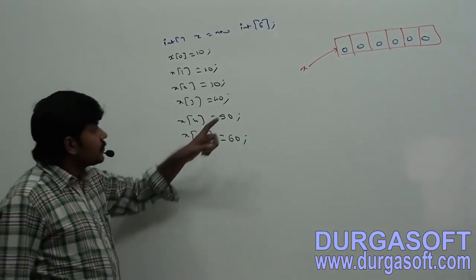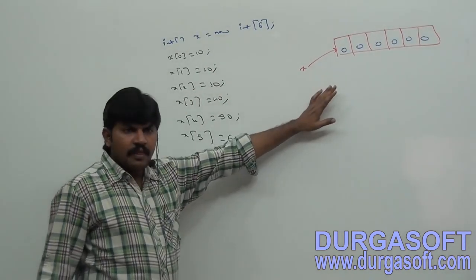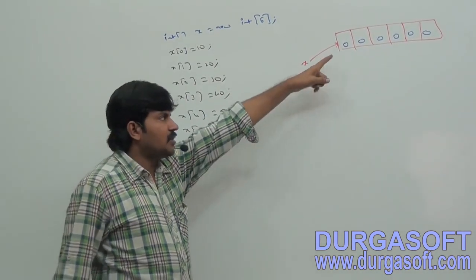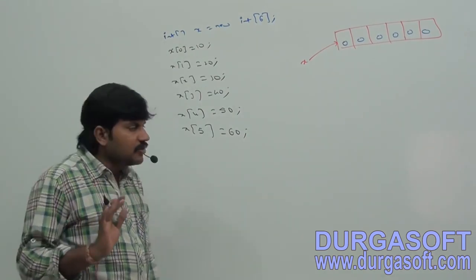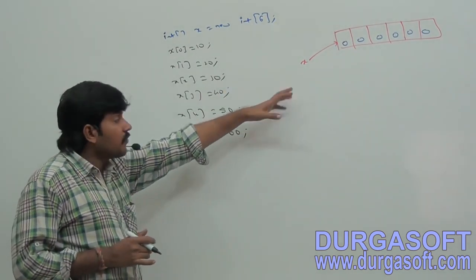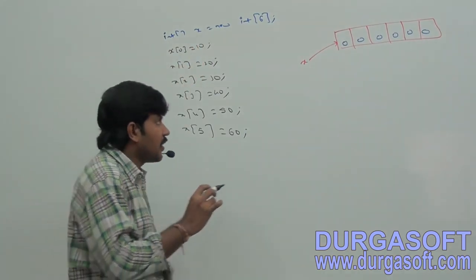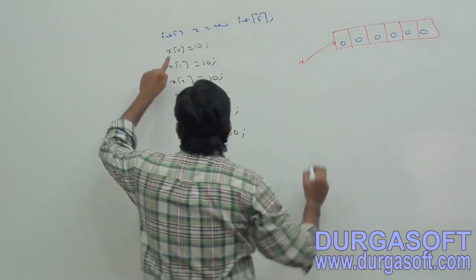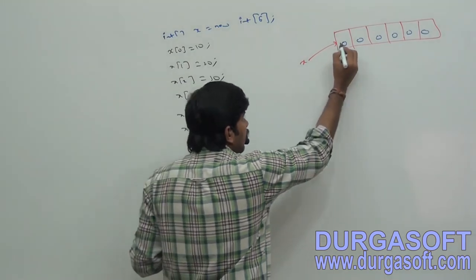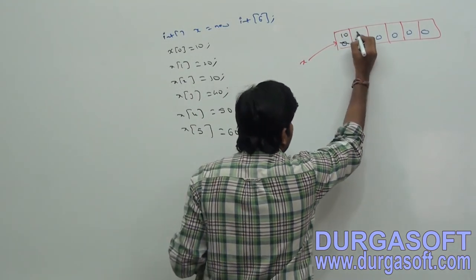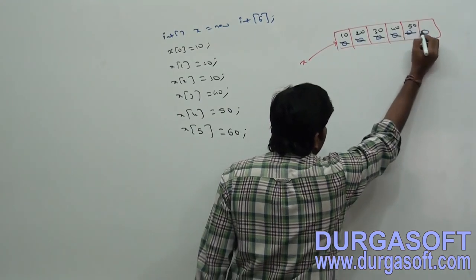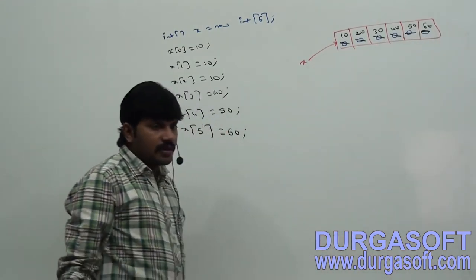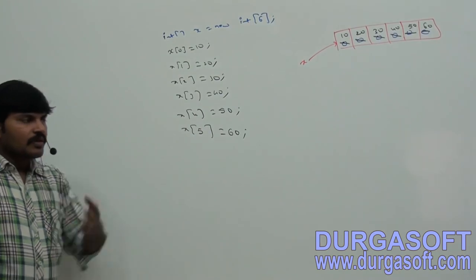So once we create an array, every element is by default initialized with the default values. If we are not satisfied with the default value, then we can override the default values with our customized values, right? Now this is 0. X of 0 is equal to 10. 0 is overridden with 10, 20, 30, 40, 50, 60. Are you able to understand? Okay, this is the first add.